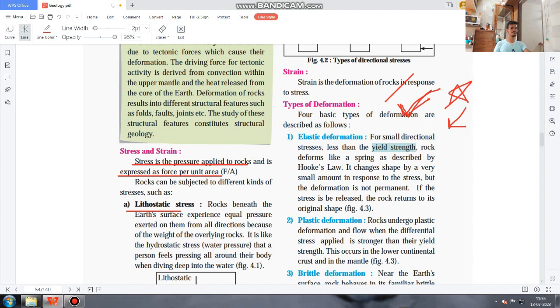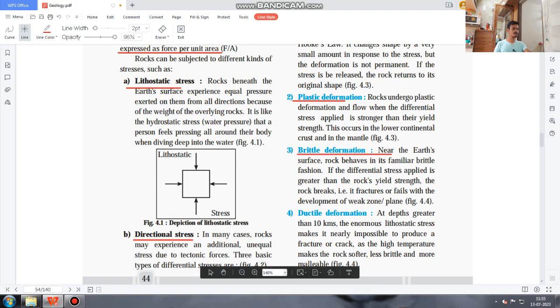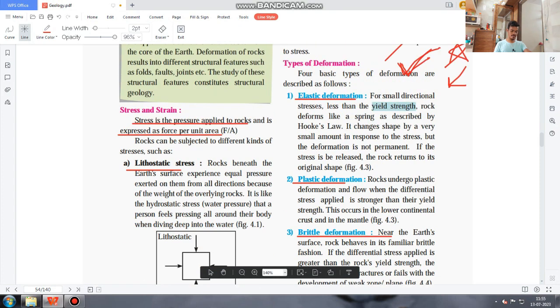Types of deformation: elastic, plastic, brittle and ductile. From this, the most important is elastic only. Why? Because over here they have mentioned a law, Hooke's law. This had come in 2022 for one marker. See from where they remove these questions. It had come like, which law describes that the rock deforms like a spring? So many of them had got it wrong. So the answer is Hooke's law.